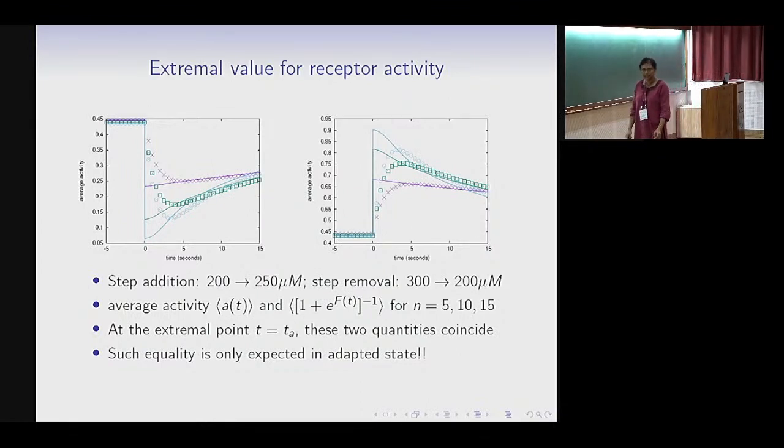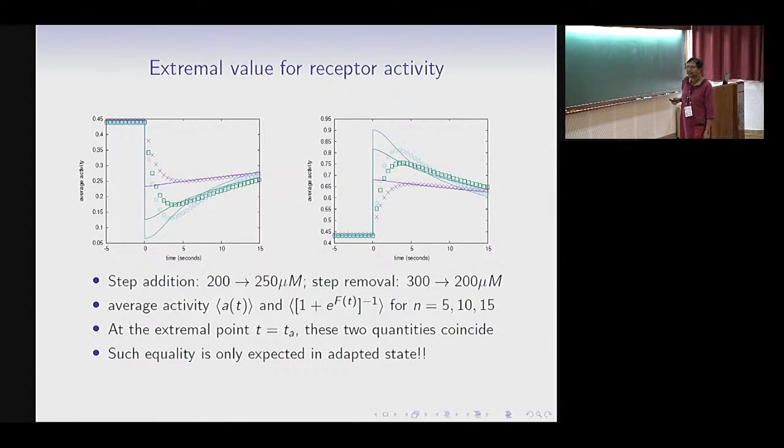So as expected, and this was known actually, people had seen it a lot of times in experiment, there is a rapid variation, extremal value followed by a comparatively slower relaxation. And as expected in the pre-stimulus state, both these things, activity and this free energy expression, were equal because the system was adapted. As soon as I apply the stimulus, they start differing, but at the extremal point, they again become equal.